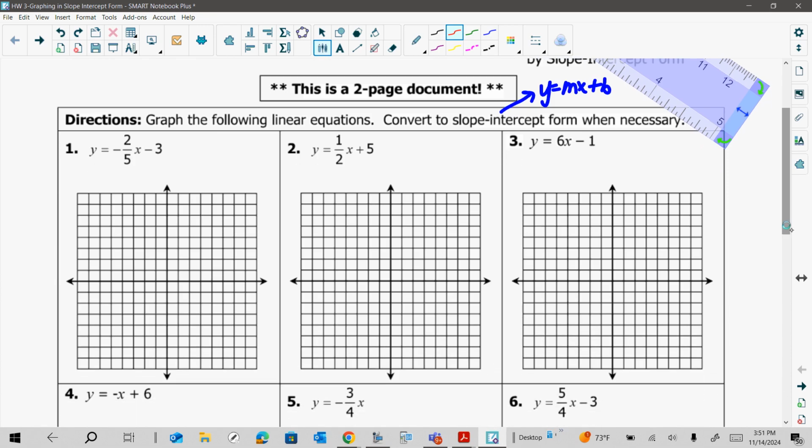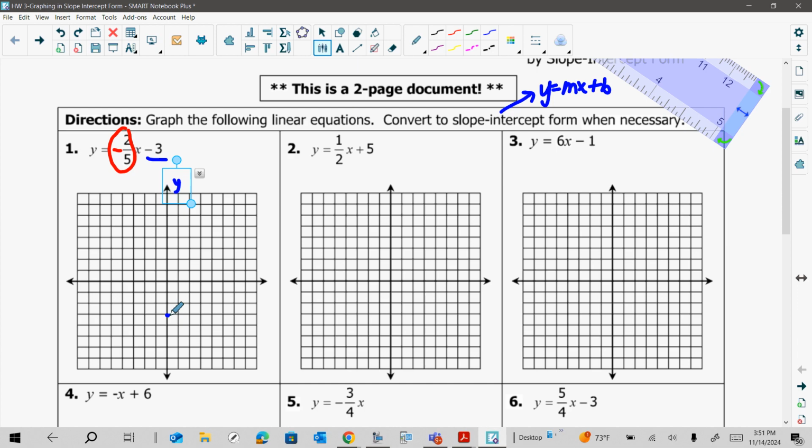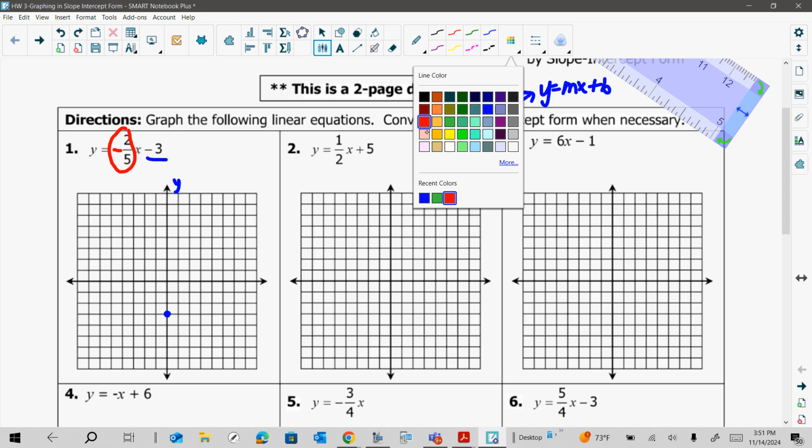Mainly because in this equation we have a negative 2/5 x. This is our slope here. And our b is this negative 3. This is where we start. We start at the y-intercept, which is this value here, and our y is this vertical line here. We are going to plot a negative 3, so that means we go down 3 and put a point there. Now we're going to plot additional points using our slope.